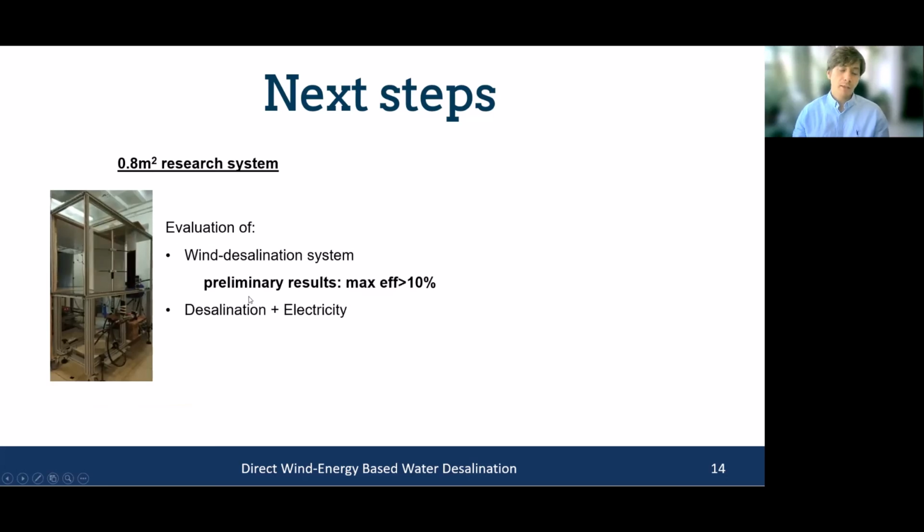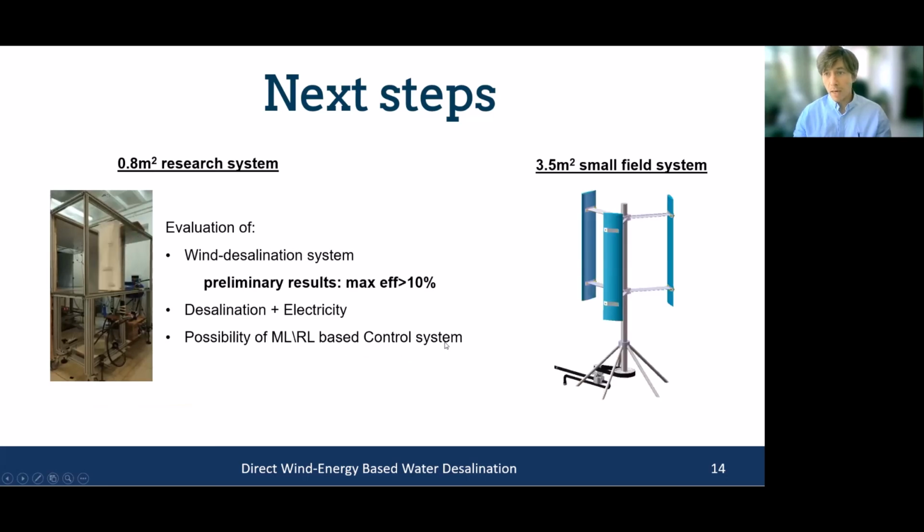Later on, we're going to evaluate the combination of desalination and electricity production, and then the possibility of a reinforcement learning-based control system. And we're also going to evaluate a wind desalination system which has a cross section of 3.5 square meters. We have both systems. We just want to finish the research, and then we can publish all the results we get.